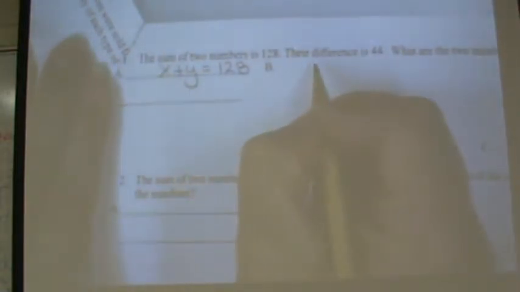Okay, now I want you to flip to your homework on the very back. And I want you to read question 1 and set it up. It says, the sum of two numbers is 128. How do you write that? X plus y equals 128. And then it says their difference is 44. X minus y, the difference of those two numbers is 44.